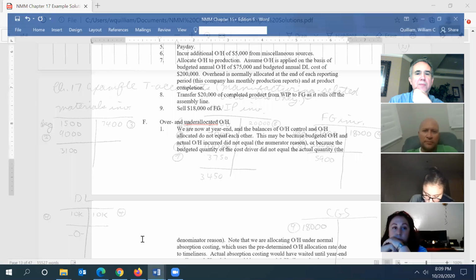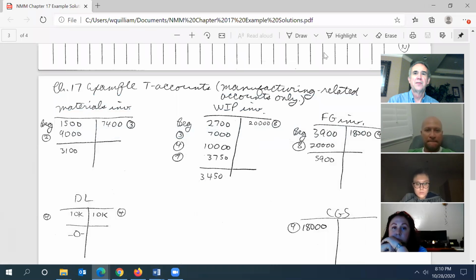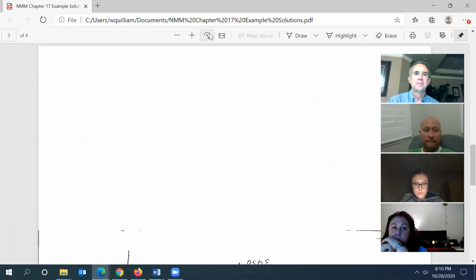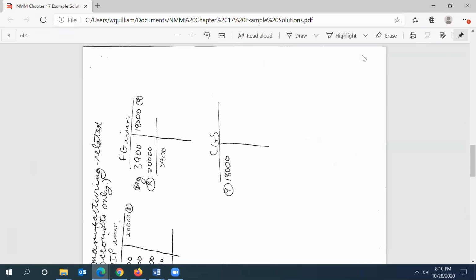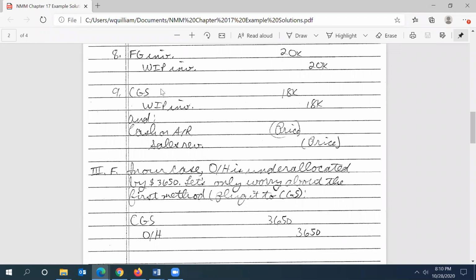Almost done with the journal entries. Next thing we do is sell $18,000 of finished goods. If we total up the job cost records for everything we just sold, they total $18,000. So in doing the journal entry for this, we will debit cost of goods sold, which increases it because it's an expense.